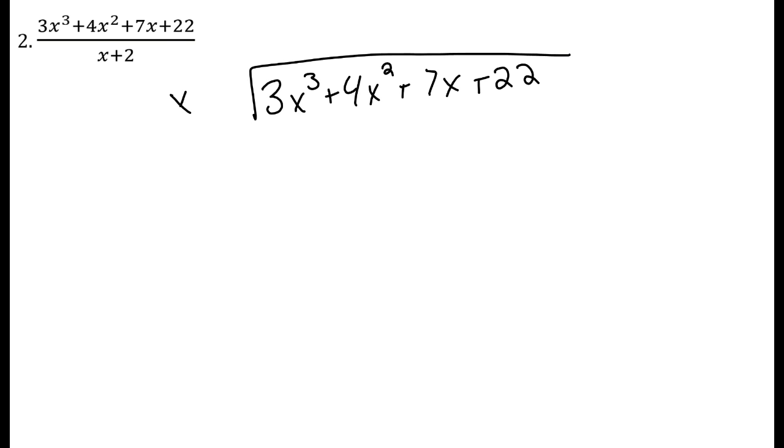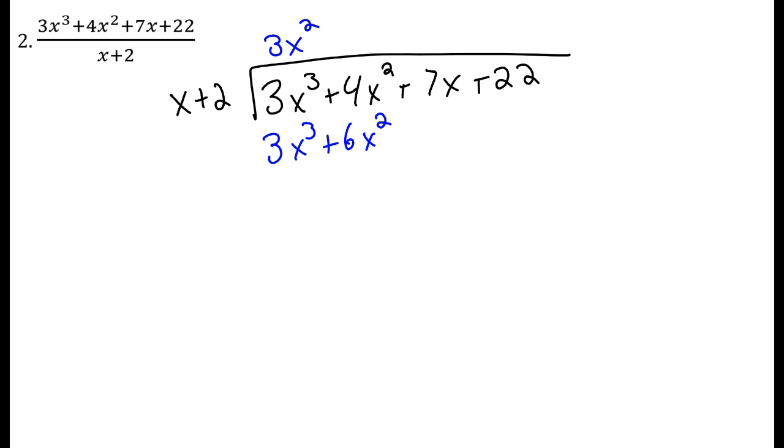Number 2, find this quotient. We're dividing 3x cubed plus 4x squared plus 7x plus 22 divided by x plus 2. We ask ourselves, what times x gives me 3x cubed? Well, that's going to be 3x squared. Multiply through by the whole divisor now. 3x squared times x is 3x cubed. 3x squared times 2 is plus 6x squared.